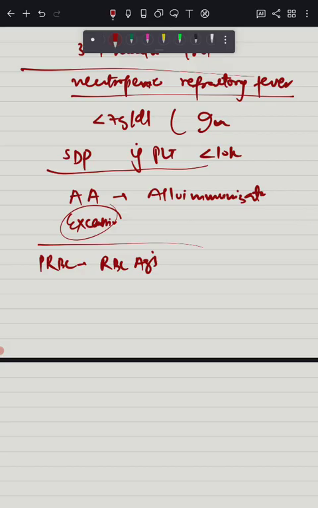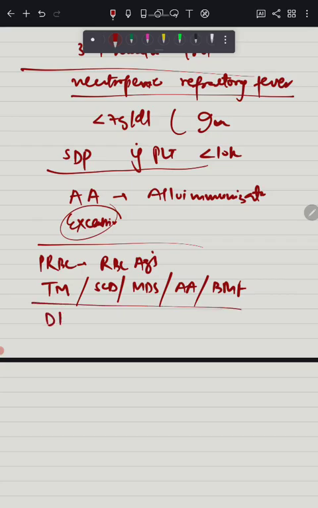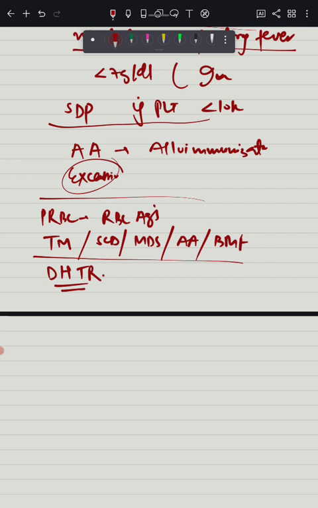And who is at risk? Patients who are receiving repeated blood transfusions, especially thalassemia major or sickle cell disease or myelodysplastic syndromes or aplastic anemias or bone marrow failures. So what are the consequences? There is delayed hemolytic transfusion reaction. Patient already has alloantibodies and transfused RBCs with matching antigen are destroyed. Another issue is difficulty finding matched blood.